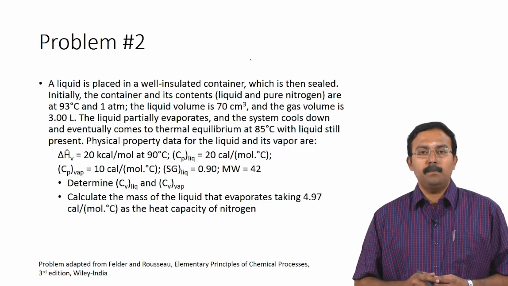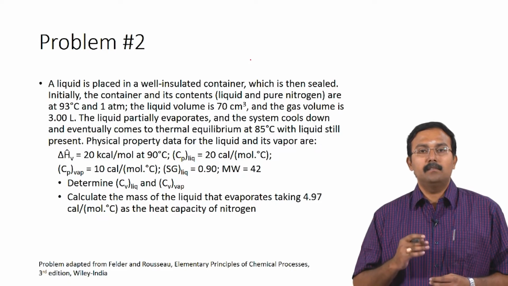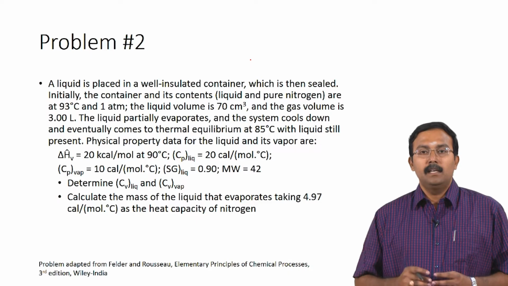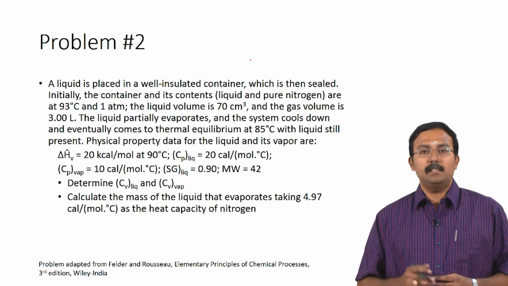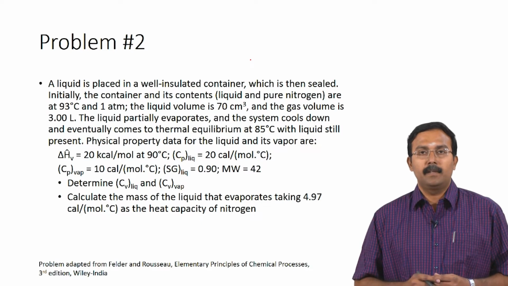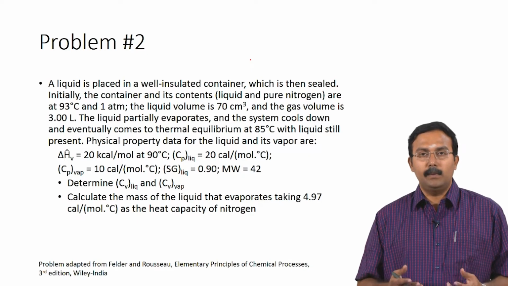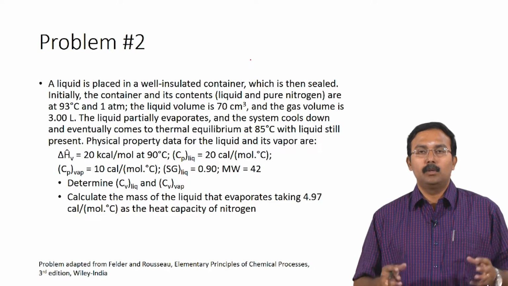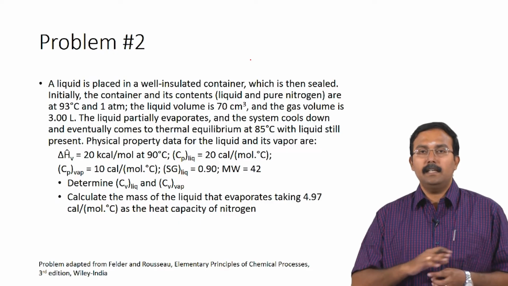You are asked to estimate the Cv values for the liquid and the vapor, and you are also asked to calculate the mass of the liquid that evaporates by assuming 4.97 calories per mole degree Celsius as the heat capacity of nitrogen. For this problem we do not know what the liquid is, so we will just call it liquid A. This liquid A is present along with nitrogen in a closed system. It clearly states that it is placed in a well insulated container and sealed.